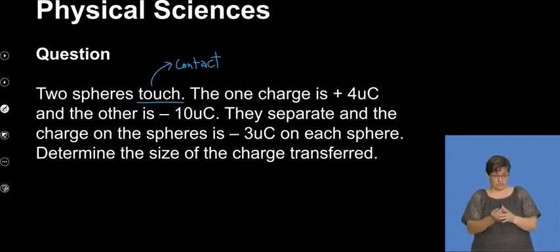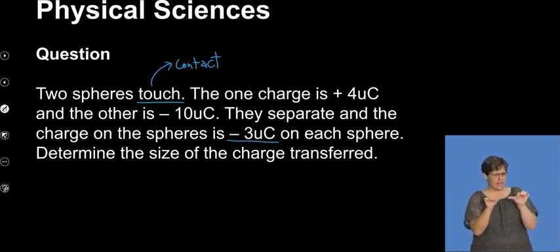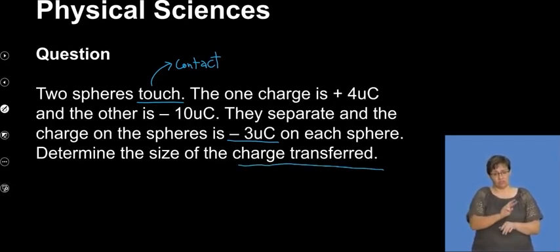One charge is +4 microcoulombs, and the other one is -10 microcoulombs. They are separated, and the charge on each sphere is -3 microcoulombs. Determine the size of charge that is transferred. We want the number of electrons or the amount of charge that is transferred.